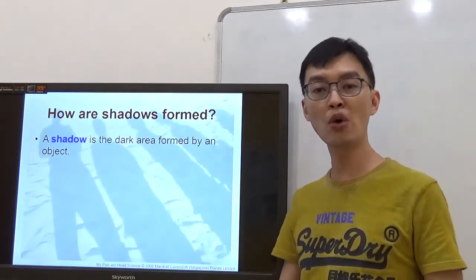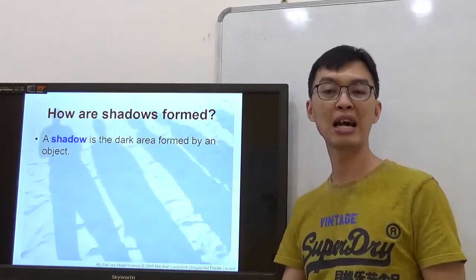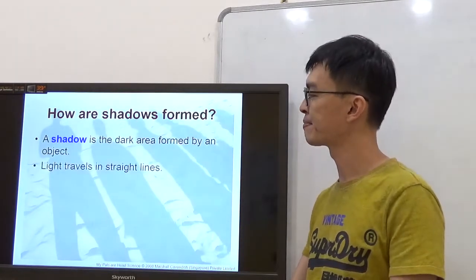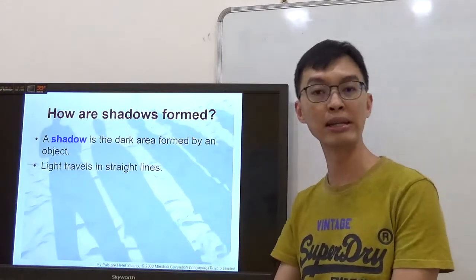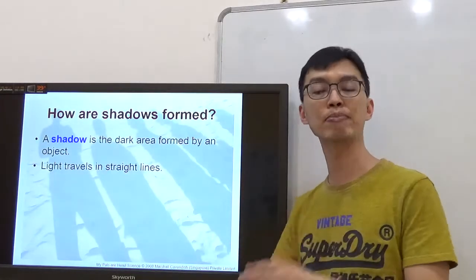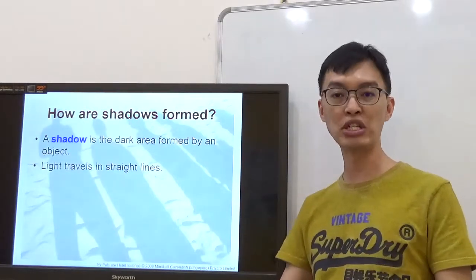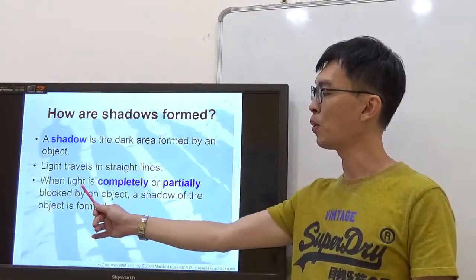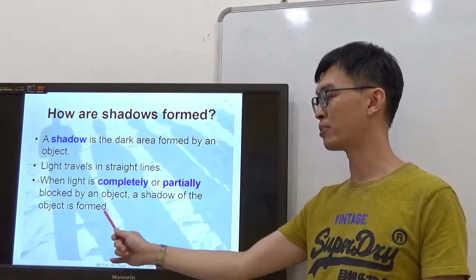Now, when is it long, when is it short? I will do a separate video to explain how you should draw your shadows during the exam, okay? Light travels in a straight line. Remember, this sentence is really important, especially during explanation. You must always begin your explanation by saying, light travels in a straight line, and then you go on and explain, okay? When light is completely or partially blocked by an object, a shadow of the object is formed.